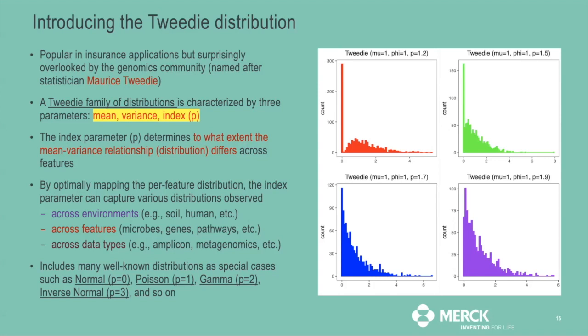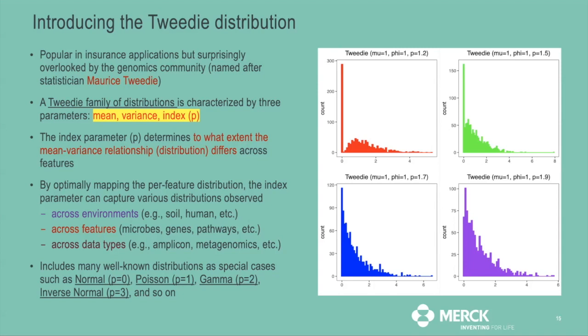Another great part about the Tweedie distribution is that this index parameter can be estimated in a very efficient manner: what is the optimal index parameter for my feature? By optimally mapping that per-feature distribution, you look at the distribution of your data, determine the best P or the best index, and then you can capture a lot of the variation that you see. For example, across environments, is it soil versus human? Other 2-parameter distributions won't be able to capture that because they have a fixed mean-variance relationship.